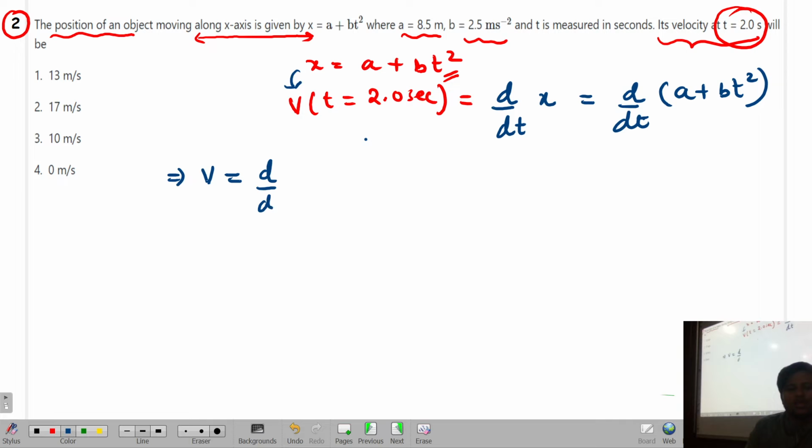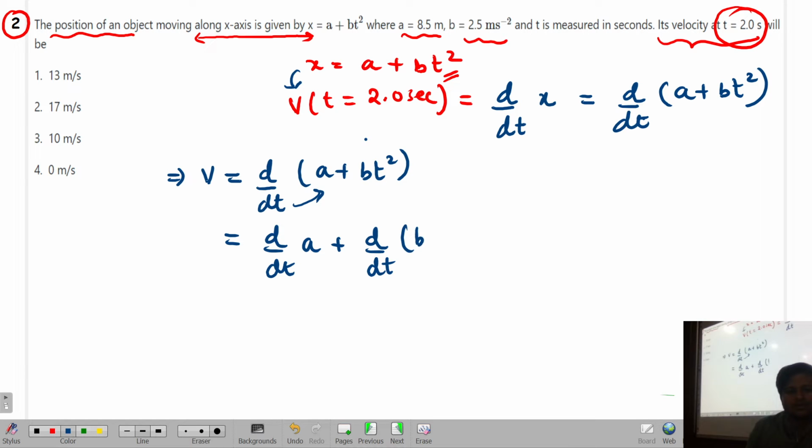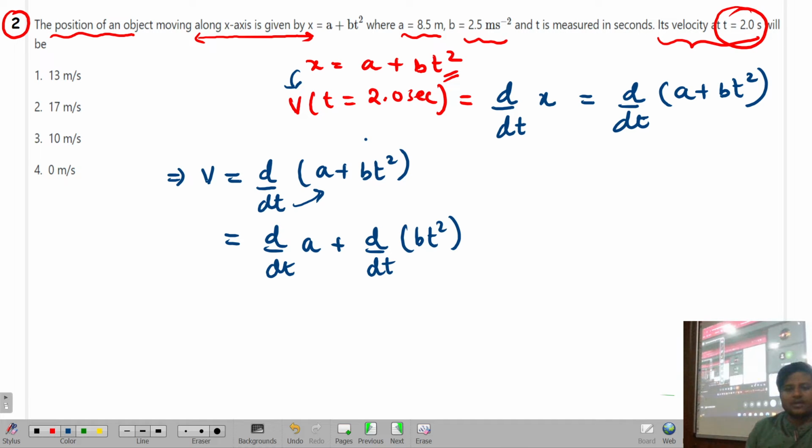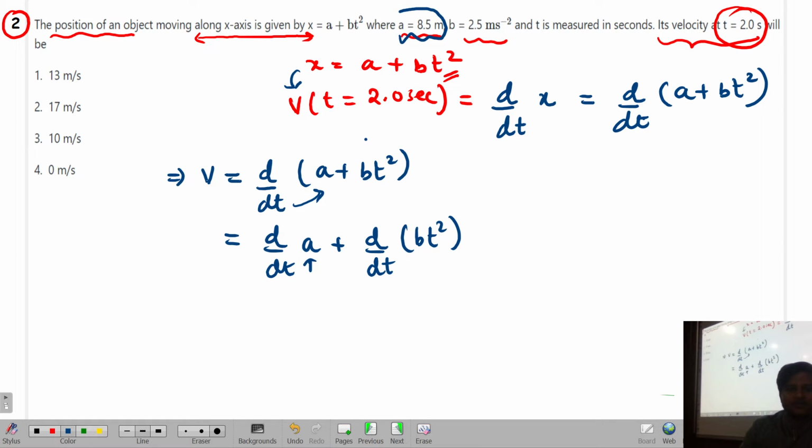Velocity is d by dt of a plus bt square. Can't you solve this question? I think you are getting stuck in differentiation. Now look over here. How to solve this? First, I'll apply this d by dt to the terms. First term is a plus d by dt of bt square. Yes or no? Ankit has calculated and the answer is 10. Okay, Ankit. Now look over here. A is a constant term over here or not. A is given, it is equal to 8.5. B is given, which is equal to 2.5.